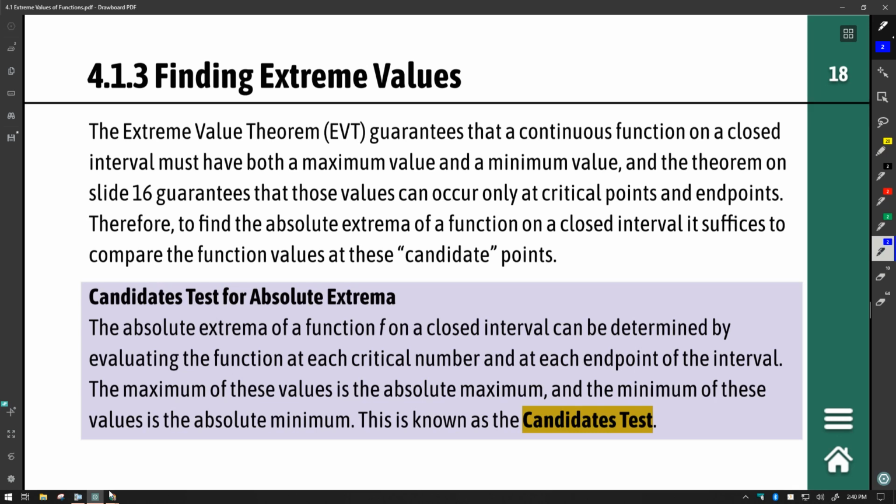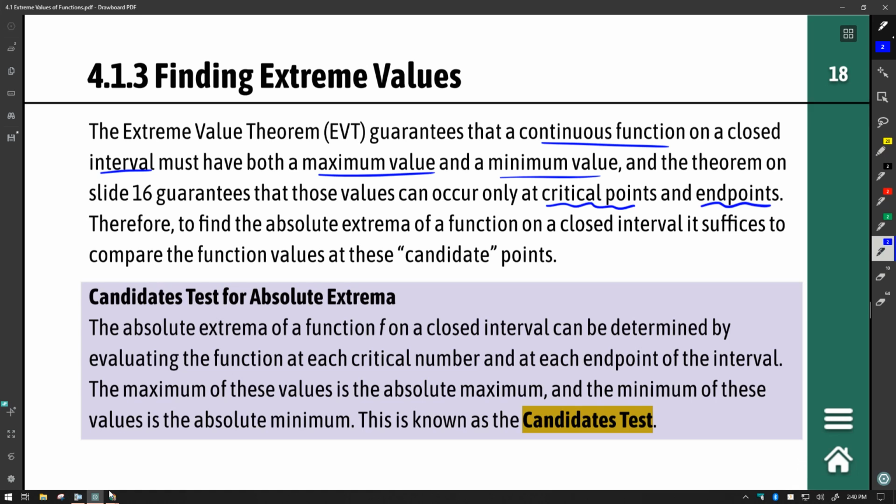We've got a theorem, we've got some new vocabulary. The extreme value theorem is going to guarantee that a continuous function on a closed interval must have both a maximum value and a minimum value. And the theorem on the previous slide, slide 16, I guess it was 2 before, guarantees that those values can only occur at critical points and endpoints.